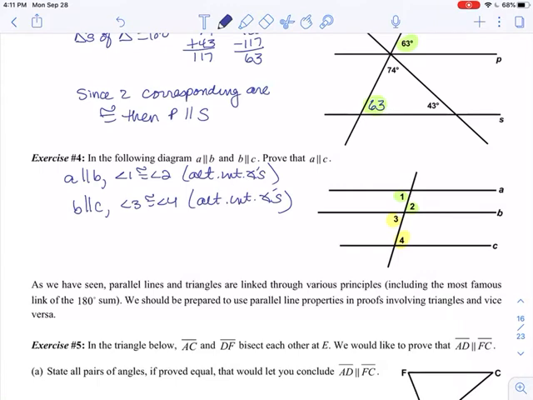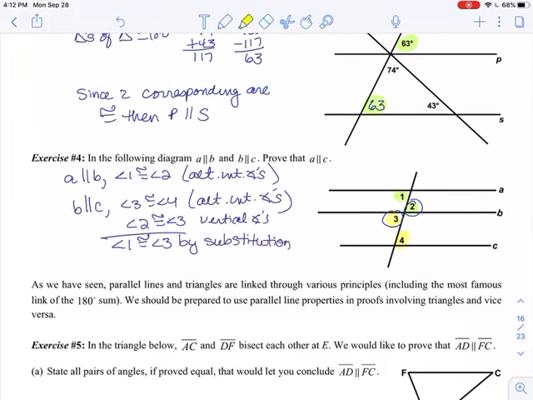So let's do a little substitution right there. Well, actually, one more thing I got to tell you. What about angle 2 and angle 3? Angle 2 and angle 3 are congruent, not because of the parallel lines, but because they are vertical angles. So if 1 is congruent to 2, 3 is congruent to 4, and 2 is congruent to 3, then I can say that angle 1 is congruent to angle 3 by substitution.